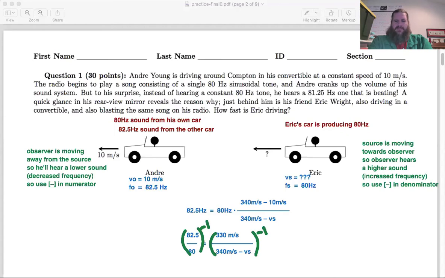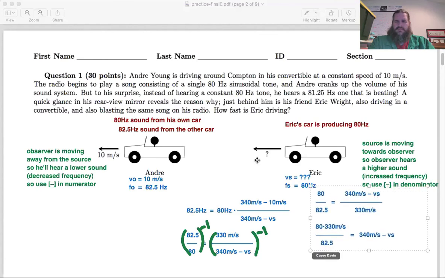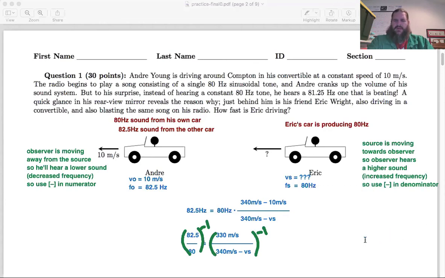So you get 80 times 330 meters per second divided by 82.5 equals 340 meters per second minus speed s. And then what else do you still need to do? How would you get rid of that? Yeah, if you just subtract 340.